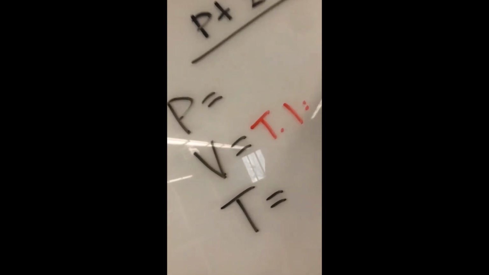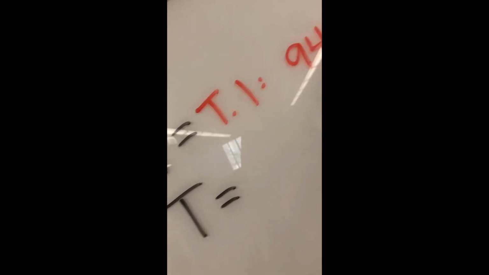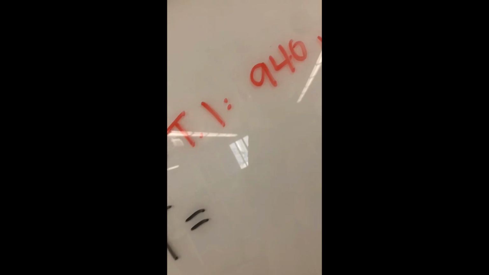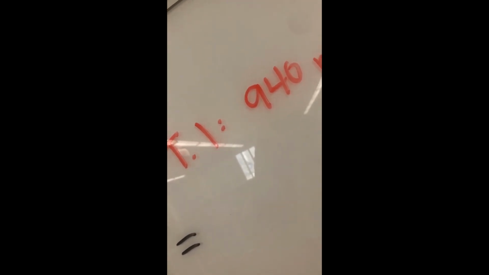So I'm actually going to do 2 trials of that just to ensure the accuracy. So volume for trial 1 was 940 milliliters, which is equal to 0.94 liters. Now I'm going to just do one more trial to ensure the accuracy of that result.